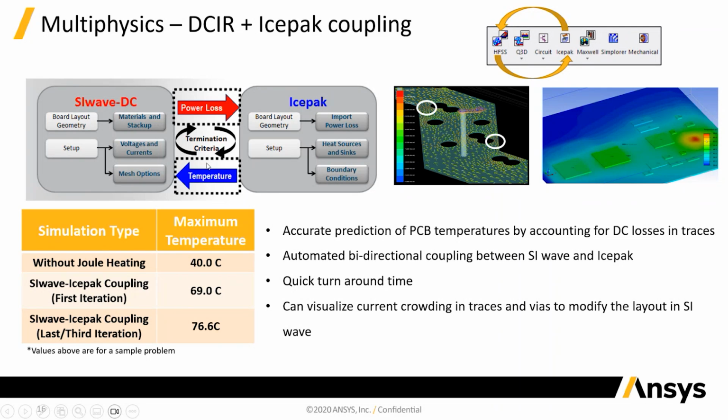Just to give an example here, for this particular case, if we do not include the heat losses in the board, we are just predicting 40 degrees C as a max temperature. But when we do this coupling analysis between HFSS 3D Layout and Icepak, we see that at the end of several iterations the temperatures are as high as 76 centigrade. So this comes in handy to accurately predict the board temperatures in an automated way, by bidirectional exchange between HFSS 3D Layout and Icepak.